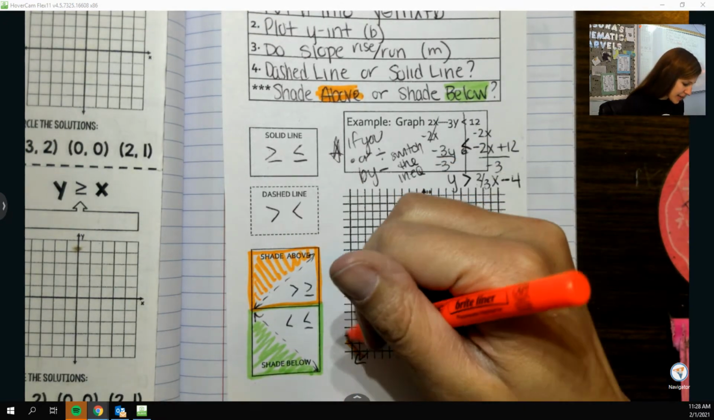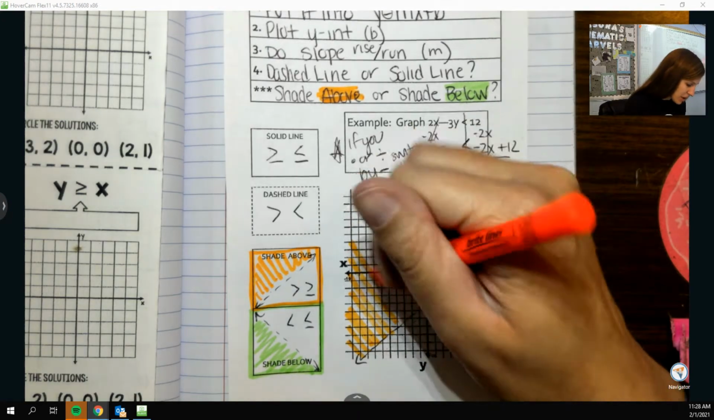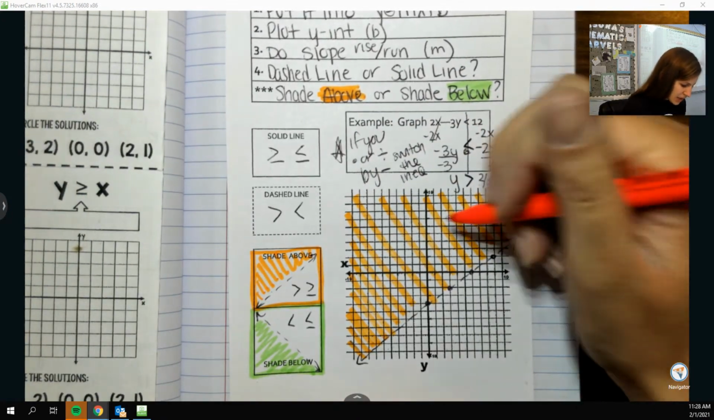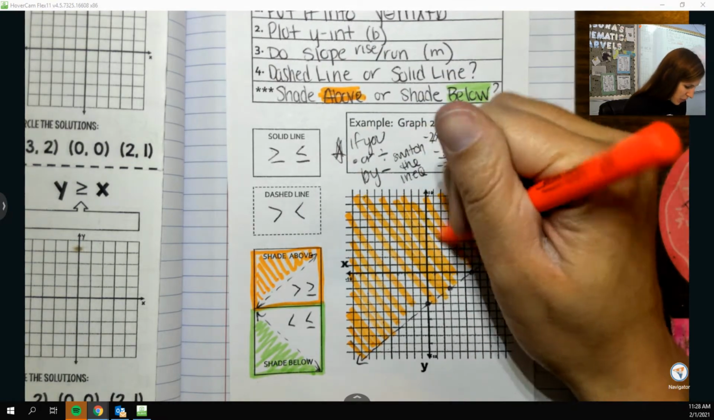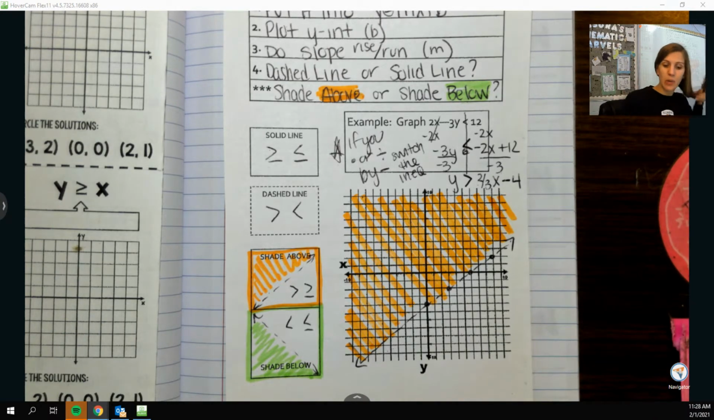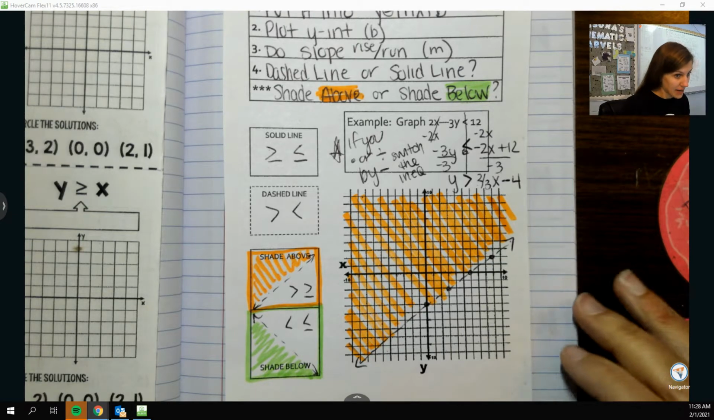Now guys, I think it's easy enough to just think about above the line and below the line, but we can also use test points to help us know for sure. So we're going to do a whole bunch of practice problems on the next page, where we use some test points to see if we've shaded in the right spots or not.